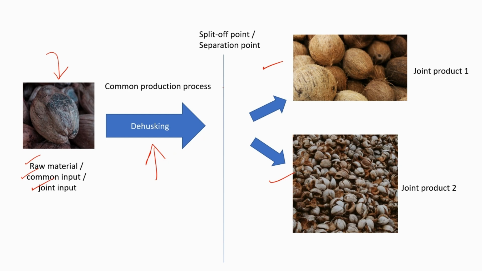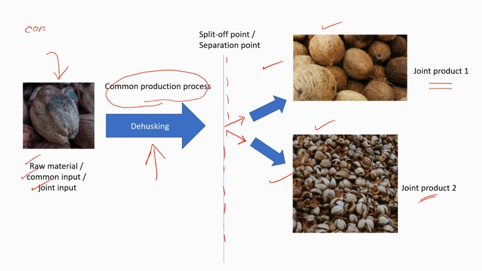And after the common production process, we can identify the split off point. This is also known as the separation point. At the separation point, we can easily identify the joint products. In this case, dehusked coconuts and coconut husks are the joint products of this common production process. These joint products have significant value and utility. In this example, there is no byproducts. In the next example, there will be a byproduct. So you will understand the concept of byproducts there.